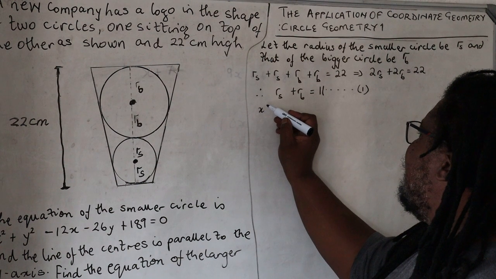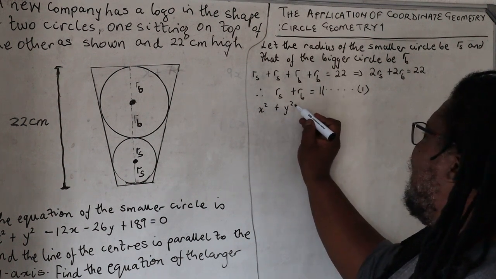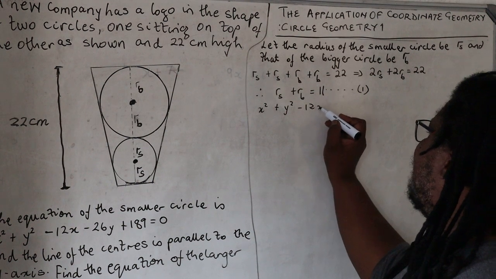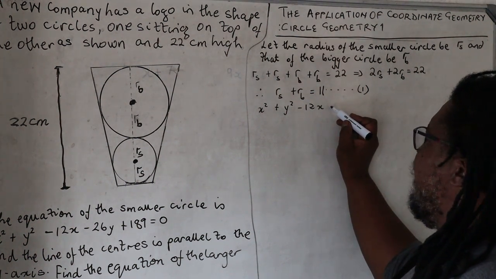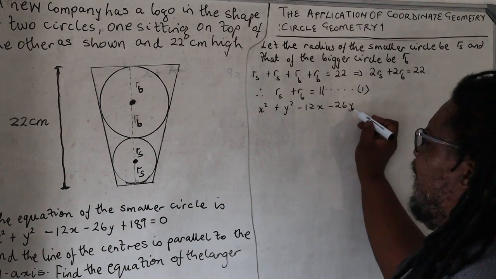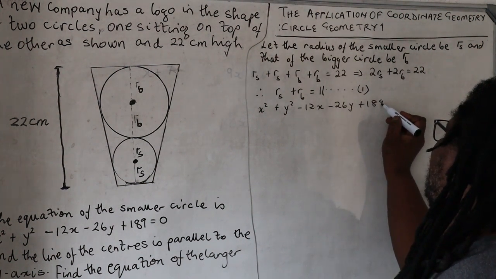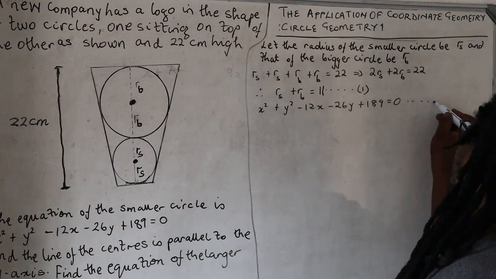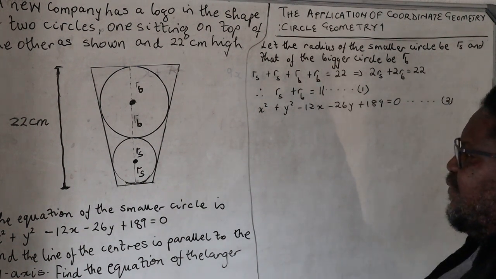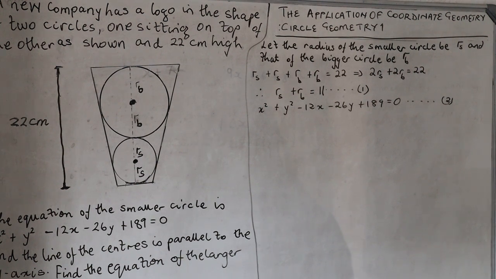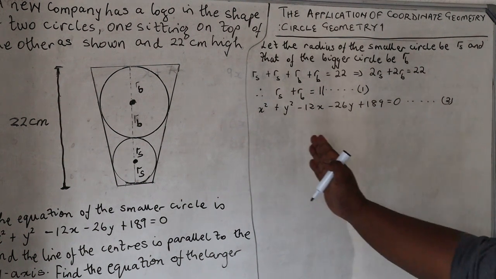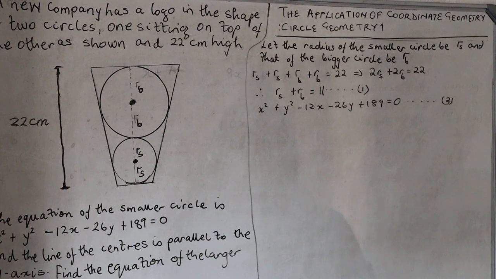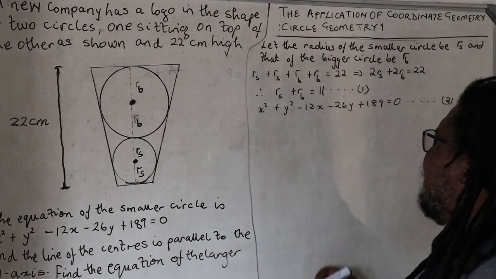So we say x squared plus y squared minus 12x minus 26y plus 189 equals to 0. We can call that our equation 2 in case we want to refer to it at some point during the course. So we can rearrange this equation so we have the x's on the left side and the y's on the right side before we go on to complete the square.